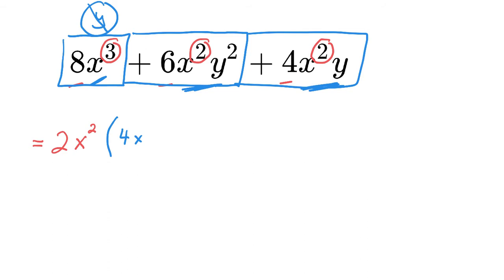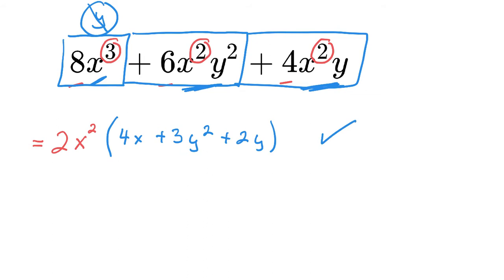The second term, 6 divided by 2 is 3. The x squareds cancel out and become 1, and you're left with y squared. Last term, 4 divided by 2 is 2. The x squareds cancel out, and you're left with y. So that is a successful factor.